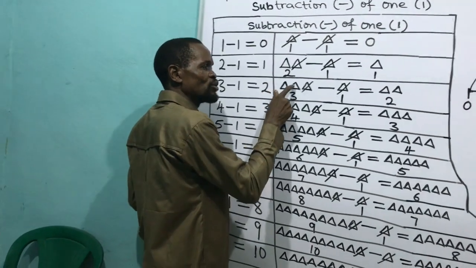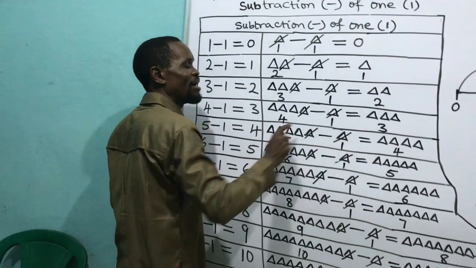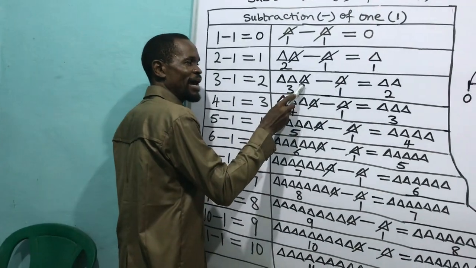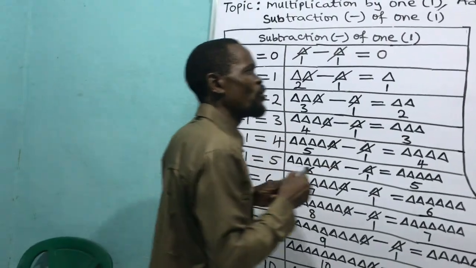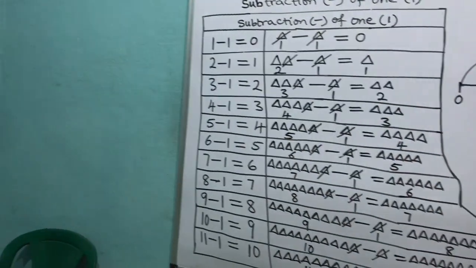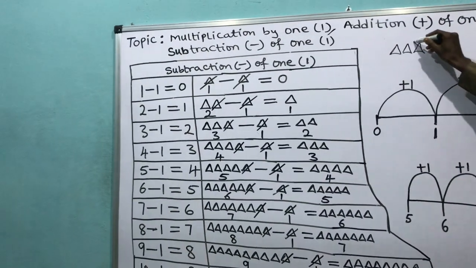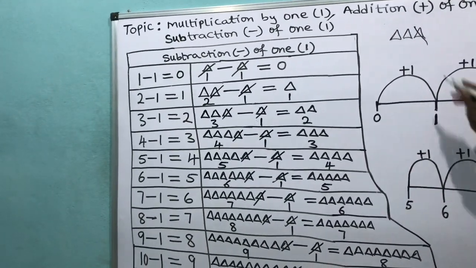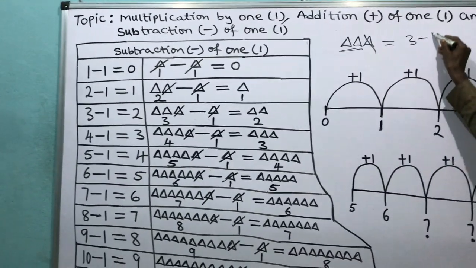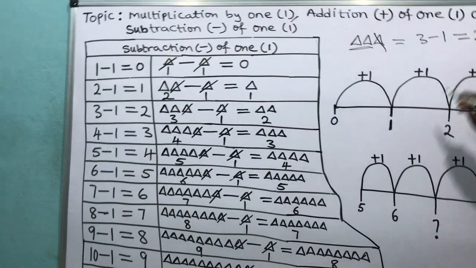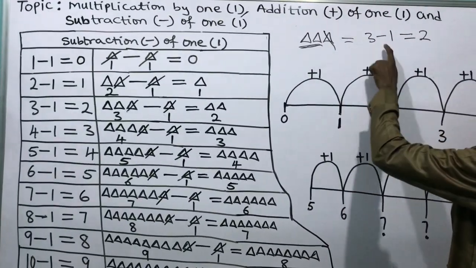Look at it, one, two. Look at the two triangles that remain after I have taken one from it. Look at the one I take away. I take one, means take away one. Look at here. I have three triangles. Someone comes and removes one from those triangles. How many triangles do I have left? Two. That means three minus one. The answer is two. So two triangles will be left. Out of the three triangles, I removed one.